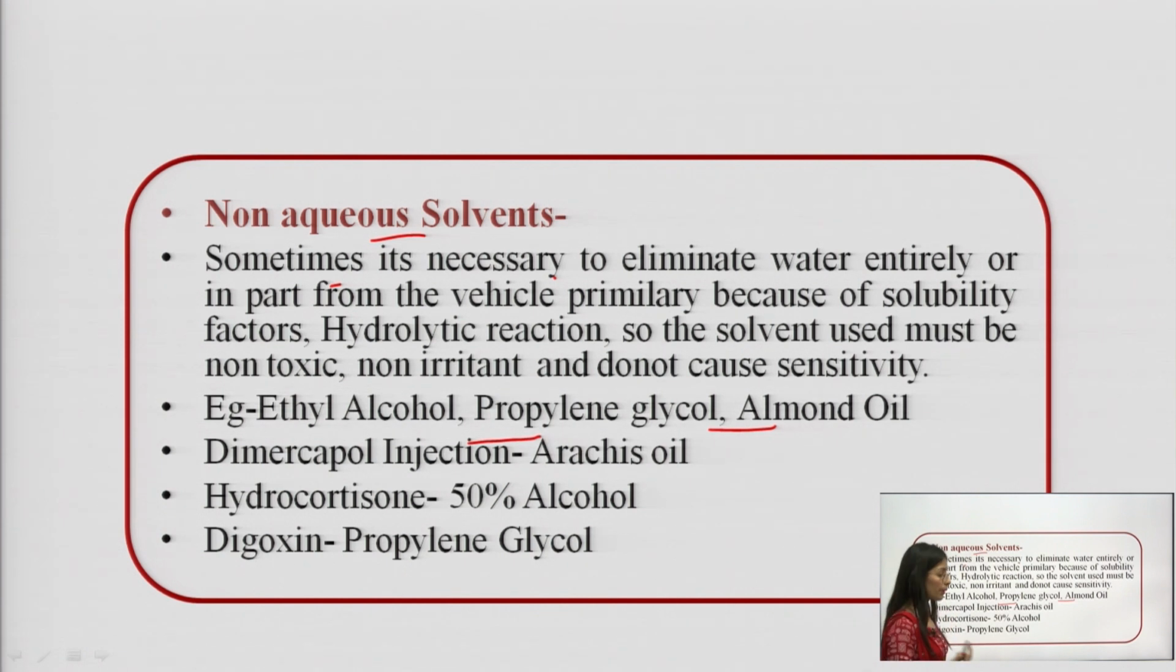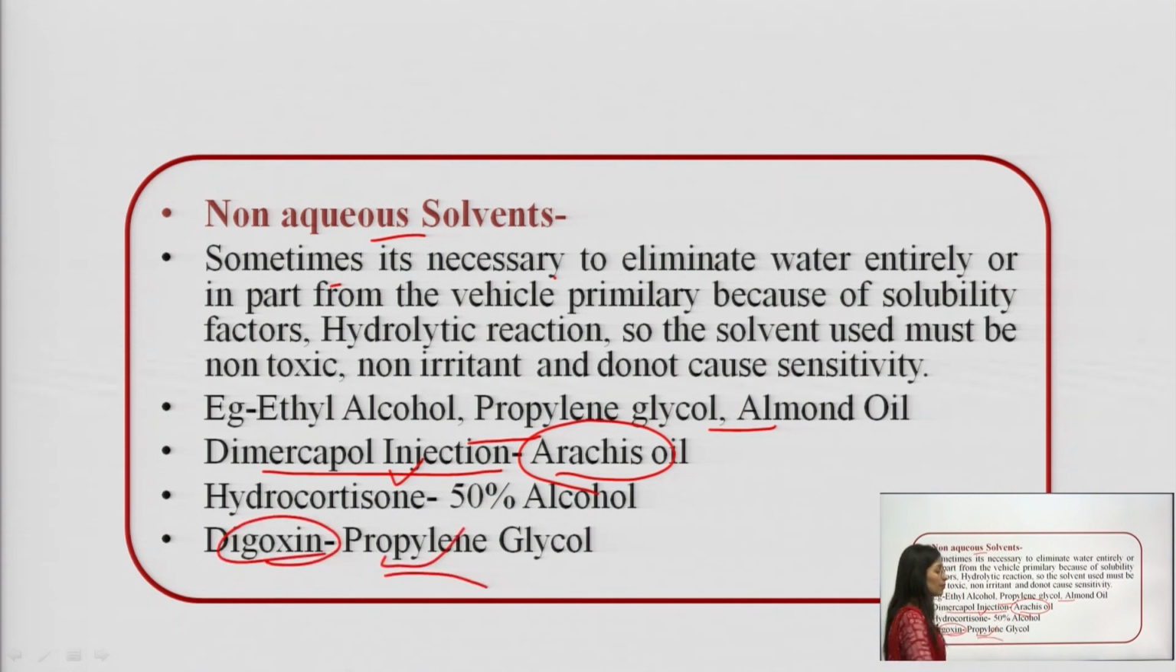Let me give you a good example. Dimercaprol injection is not soluble in water basically. So what other solvents can we use? The non-aqueous solvent you can go for is arachis oil. Another example is hydrocortisone, which can be solubilized in 50% alcohol. Another is digoxin, which can be used along with propylene glycol as a solvent.